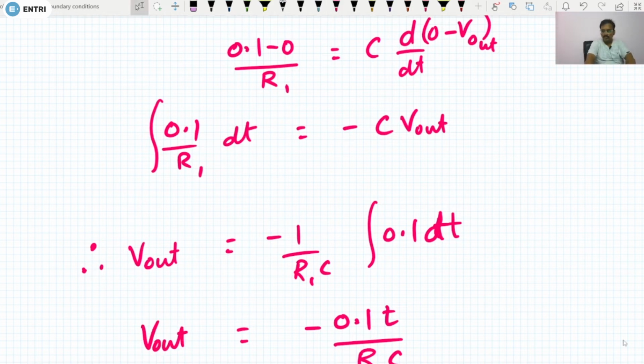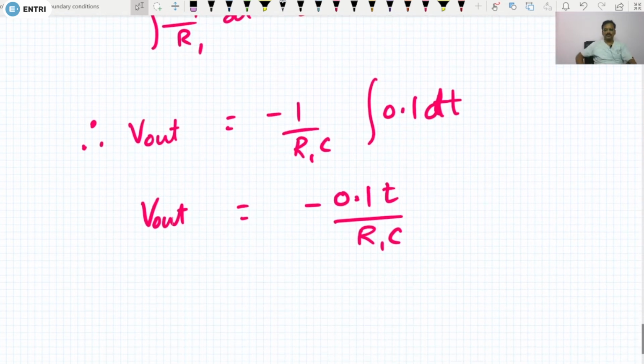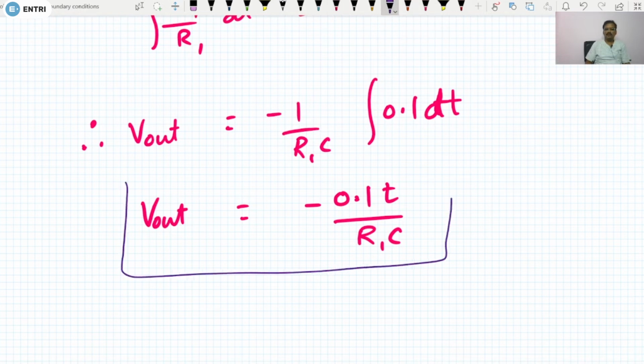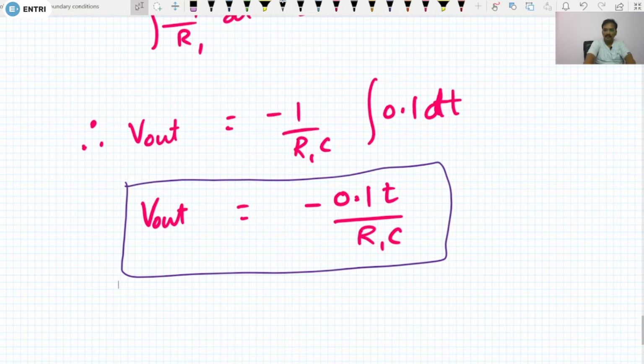Okay, so now see here, this is the output voltage you are going to get. The input you have given is 0.1 volts, that is a DC signal you have given. Yes or no?